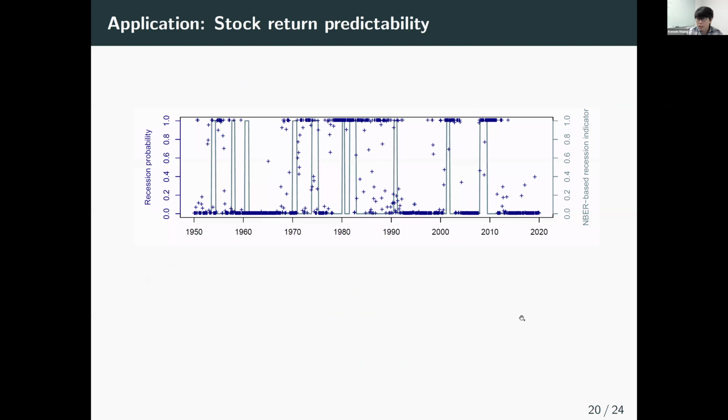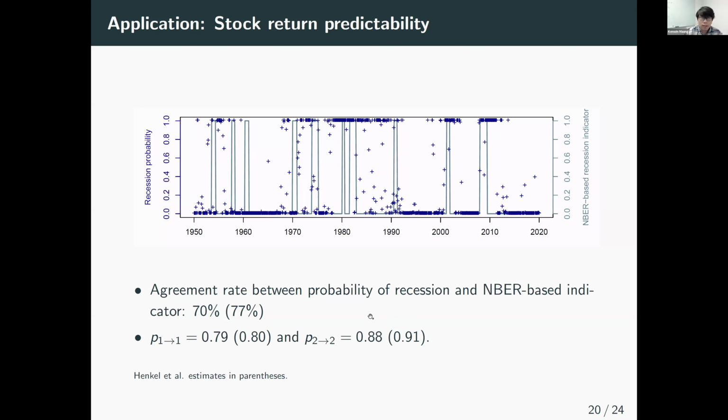So the first set of results I'll show you is that of the smooth probabilities. The crosses over here are the smooth probabilities implied by my model, and the teal line over here is the NBER recession indicator. The match between the states implied by my model and the NBER recession indicator is about 70%, and for the original model, the JFE paper, that is about 77%. And in terms of the state transition probabilities, it's also very closely related to the original estimates.